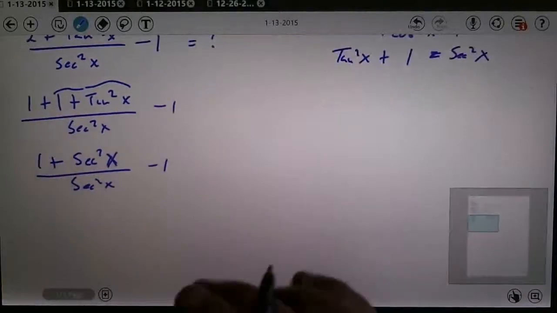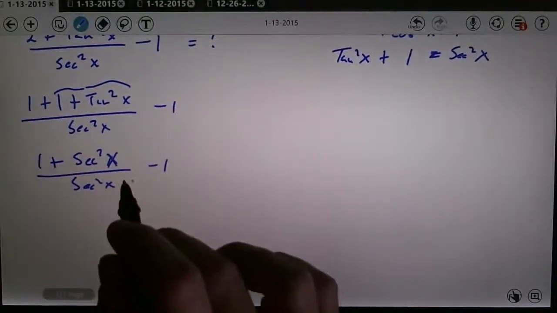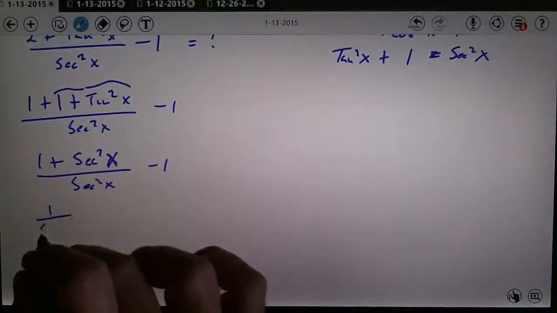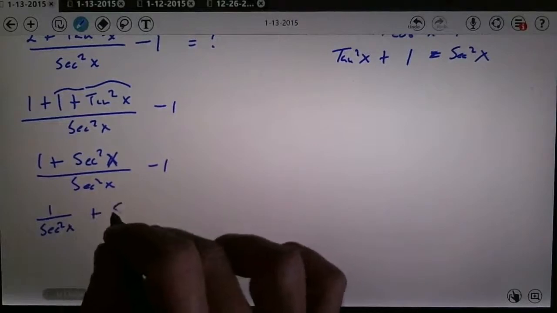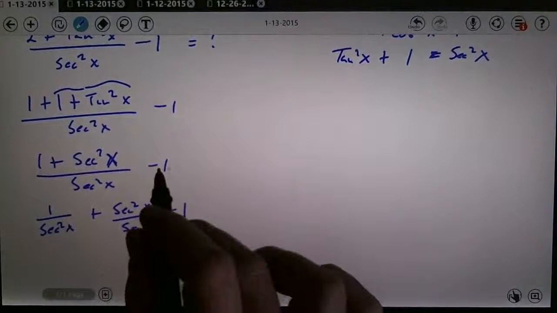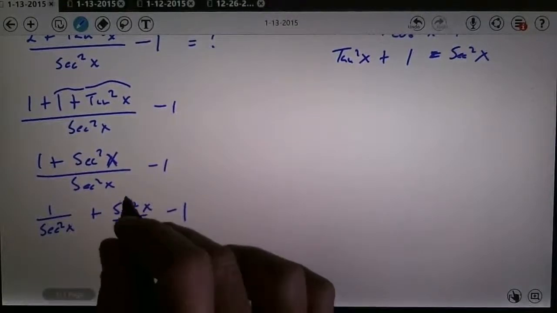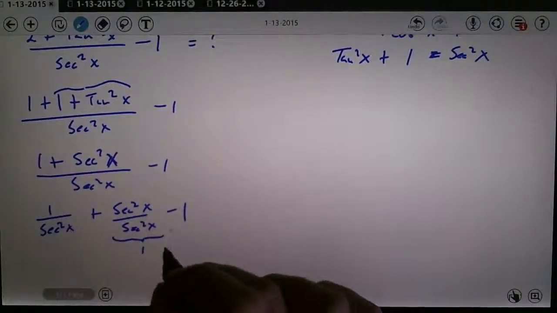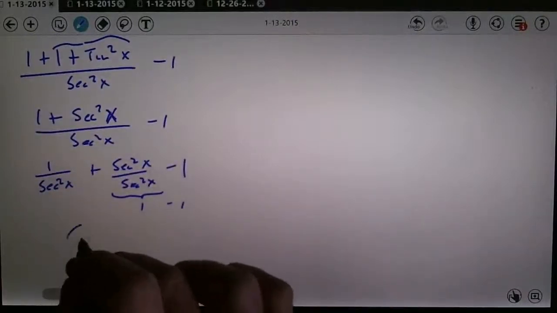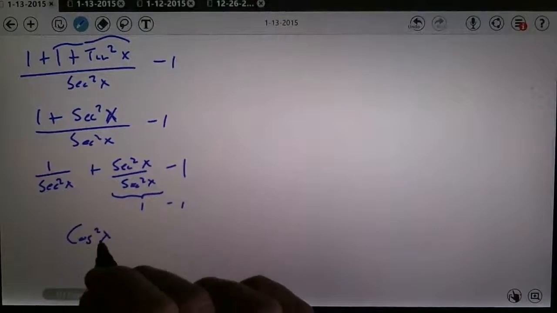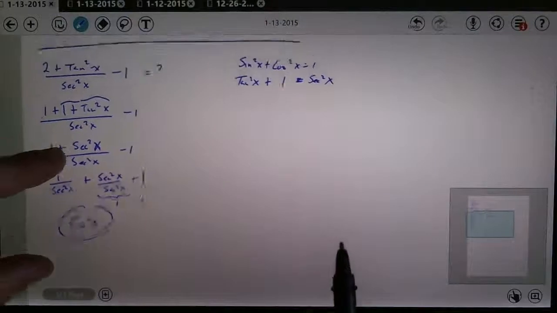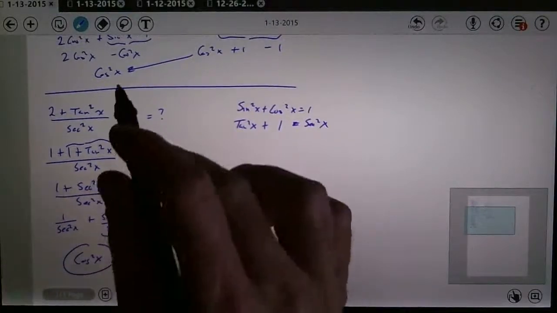And now there's a couple of ways I could proceed. I could get a common denominator, or I could just divide this in. I could write this as 1 over secant squared x plus secant squared x over secant squared x. And then the minus 1 is still out there. Well, this right here is equal to 1, and I've got a minus 1 over there, so those cancel out, and I'm left with 1 over secant squared x, which is cosine squared x, which I think is the same thing I got up above. If I zoom out a little bit here, yeah, we got cosine squared x.